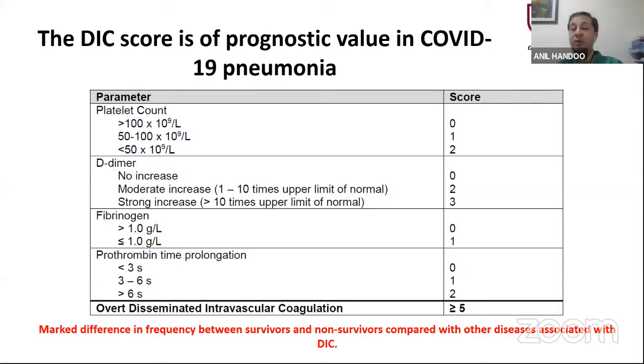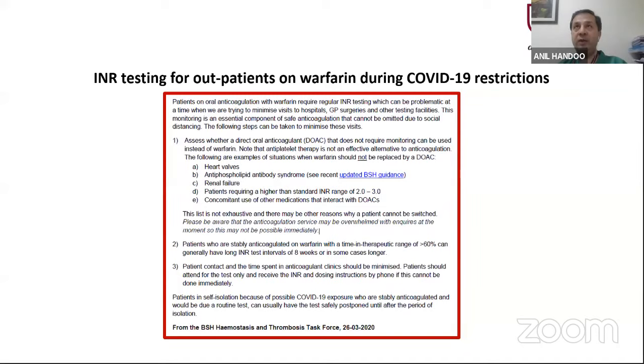So DIC score is much worse in the ones who are non-survivors. There is another important aspect which a lot of people ignore at this point of time. A lot of patients are on warfarin during COVID-19 restriction, and there is still a lot of confusion as to what should be the ideal methodology of monitoring them. And of course, a lot of people would prefer to monitor them at home itself, and trying to maintain the INR within a range what is specific for that particular disease.